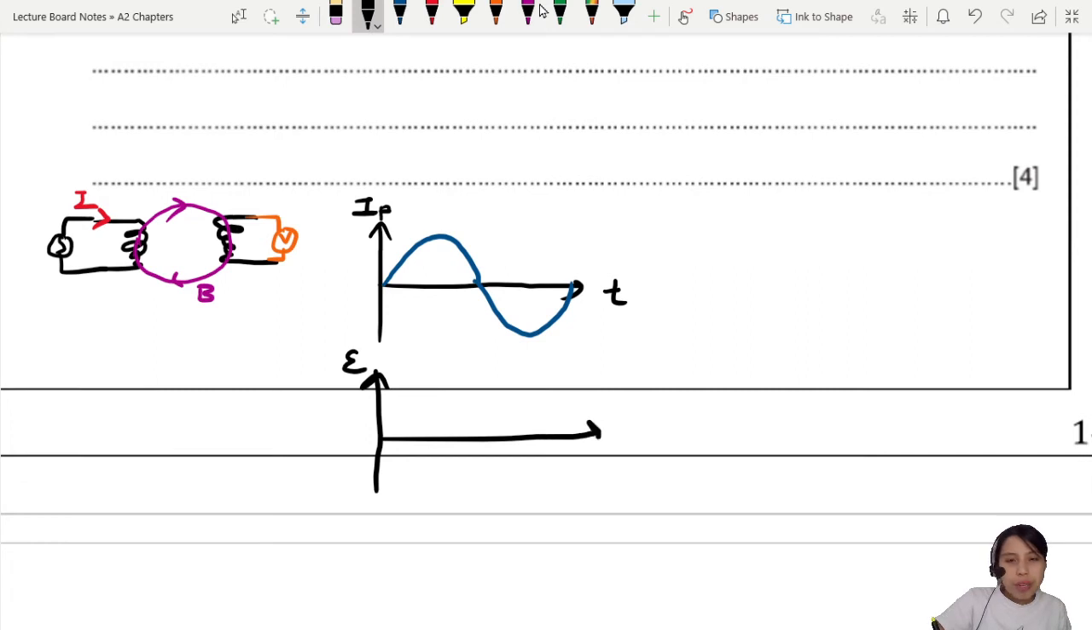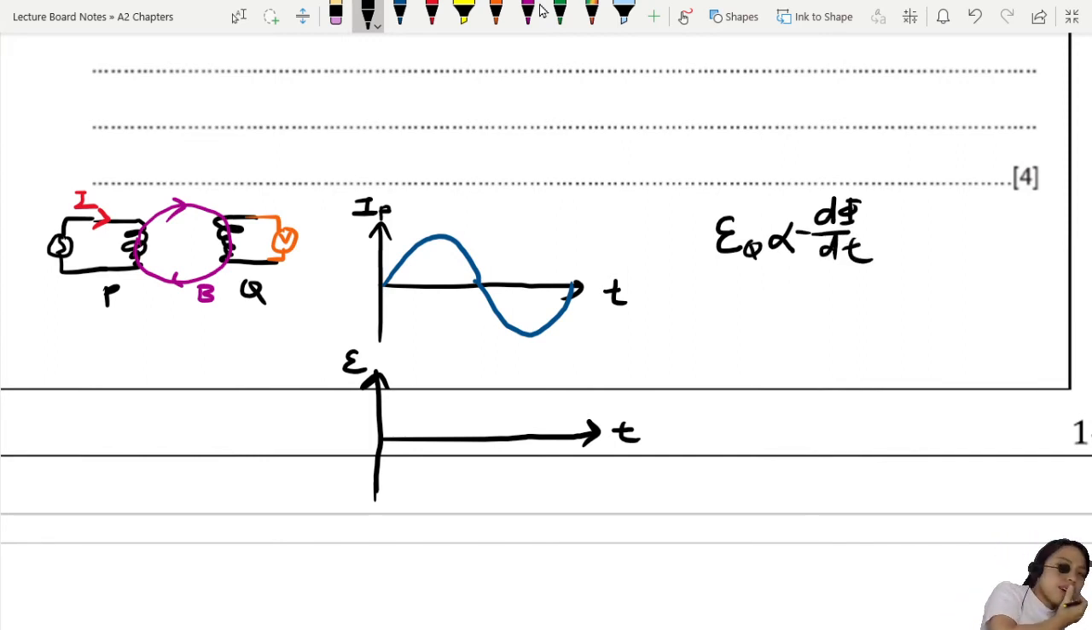You need to remember, how does the EMF induced equation work? So the EMF induced in the secondary coil, I'm just going to call this coil Q. So this is P, coil Q. This is related to the rate of change of flux, but also negative. How do you find flux? Flux is related to the current in P.